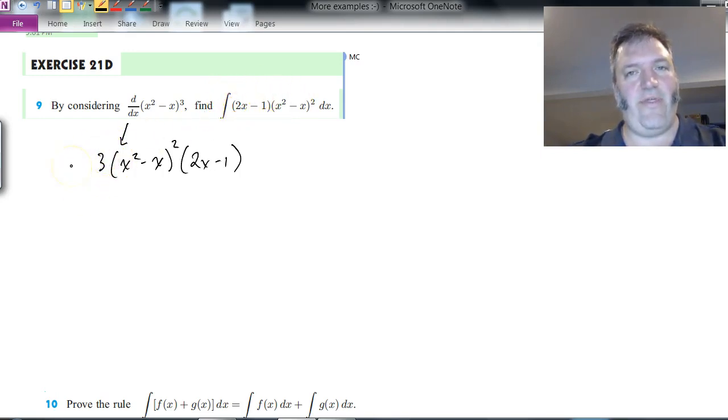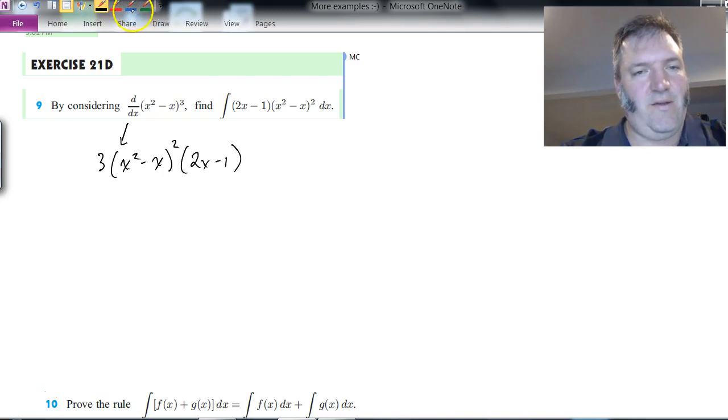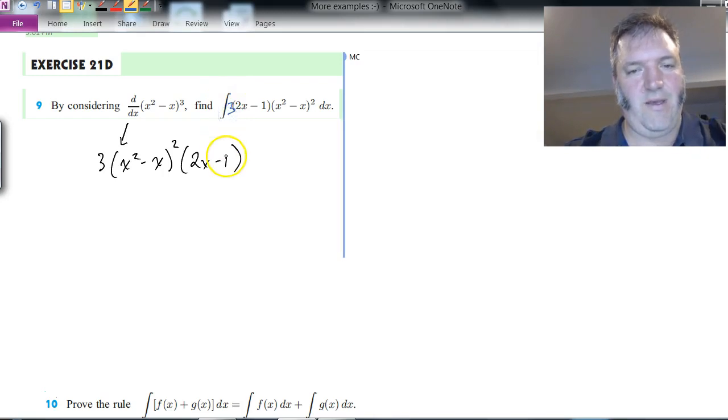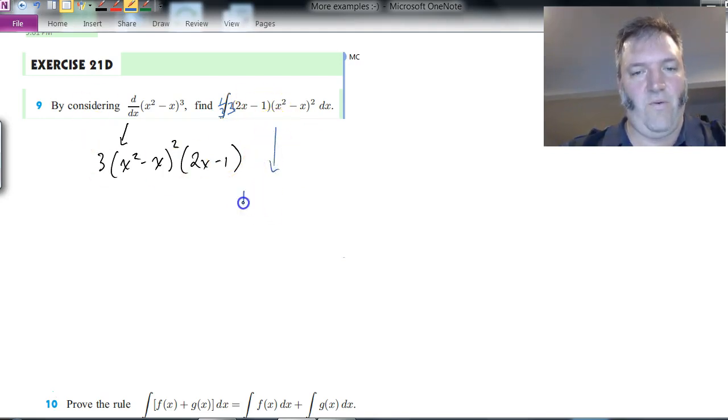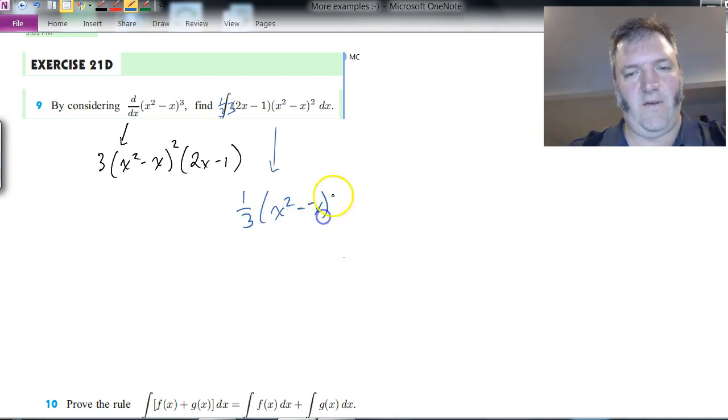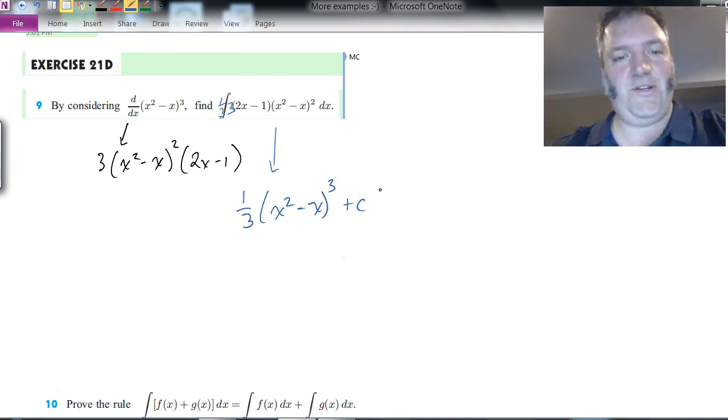except we've got this pesky little 3 in front. So in order to make that work better, if I had a 3 in front, I would then know the integral of this is just what I just differentiated. That would work. So I've just got to put a 1/3 in front of it. That just means my final answer is going to be 1/3 times (x squared take x) all to the power of 3 plus c, because of course we've got to have our constant of integration there.